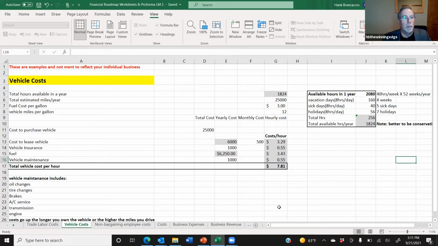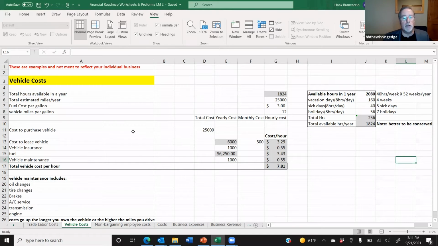Great. Well, thank you. I'm glad to be back. We've talked about labor costs. We'll talk about vehicle costs now. And again, this is an example. The spreadsheet formulas work, but you need to truly get together with your accounting folks to figure out if this is what your vehicle costs would be. There are some assumptions plugged in here.